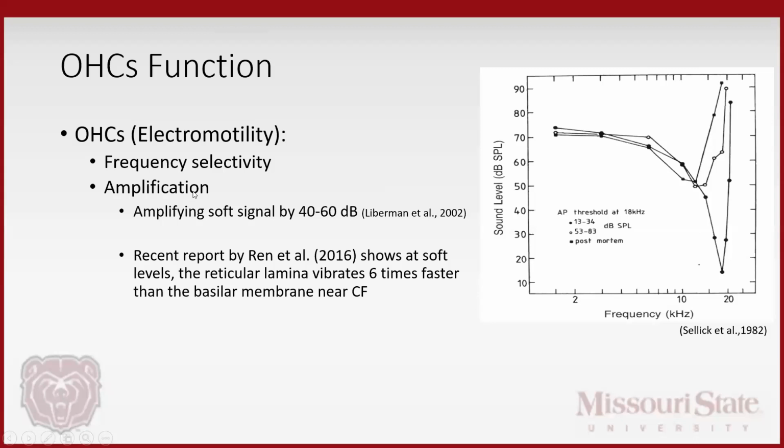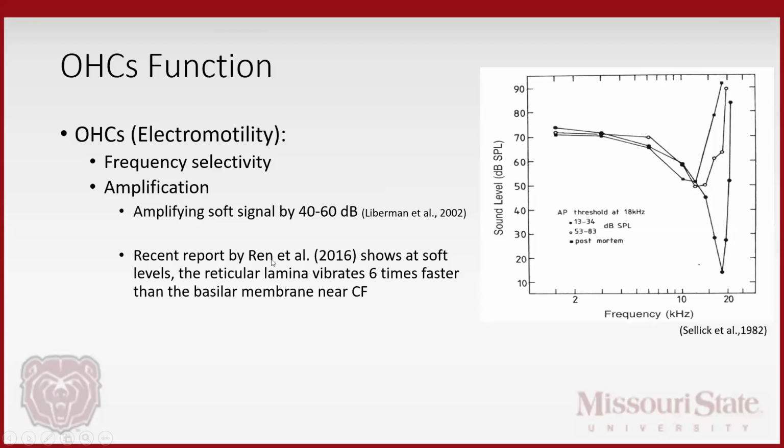That electromotility is also important for amplification. So it helps amplifying softer sounds up to about 40 to 60 dB. If we go ahead and look at that over here, the threshold over here is around 15 dB. And when those hair cells are not working anymore, it is close to about 60 dB. So that's about 45 dB loss that happens because the outer hair cells are not doing their job.